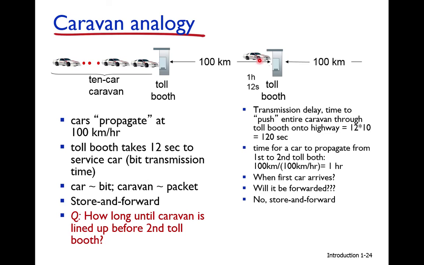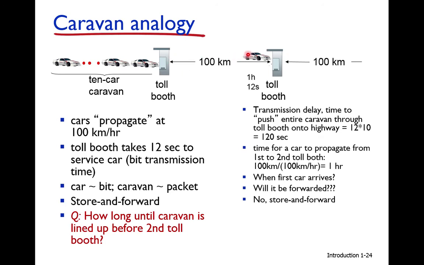Okay, so how long will it wait, and when will the whole packet arrive? You can see that there are 10 cars, and each car's transmission time is 12 seconds. Transmission time is the time the toll booth takes to move the car onto the link. So if one car takes 12 seconds, how long will it take for 10 cars? The 10 cars will take 120 seconds. So the last car, the 10th car, will be moved on this link after 120 seconds. And after that, from here to here, it takes 1 hour.